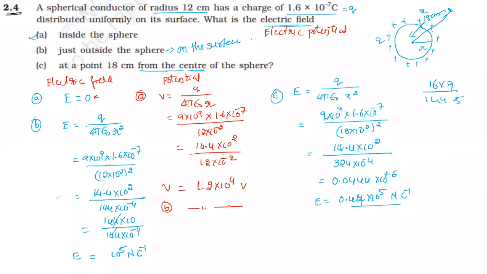Because the electric field inside is zero, the potential remains constant. Equal to how much? Equal to the potential on the surface. So for B, the same calculation. Sir, what about for C now?